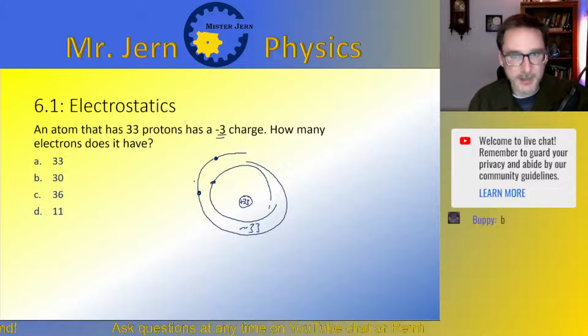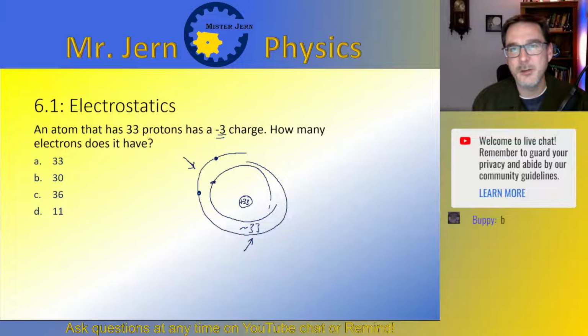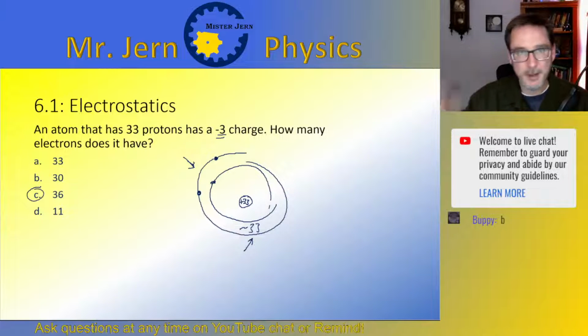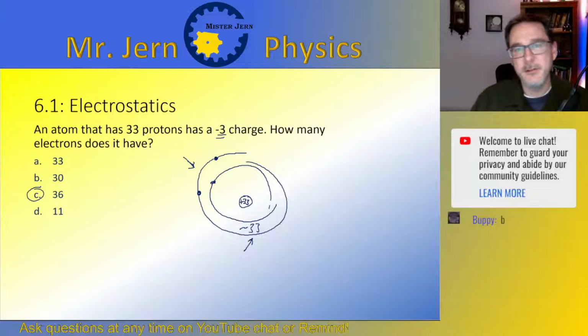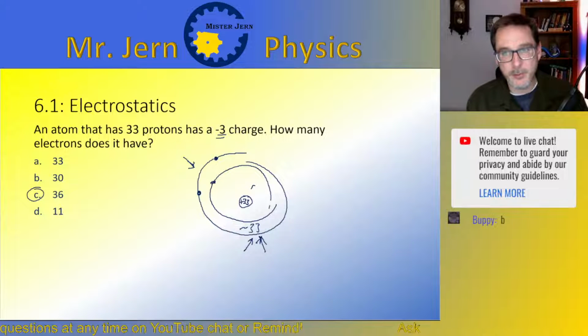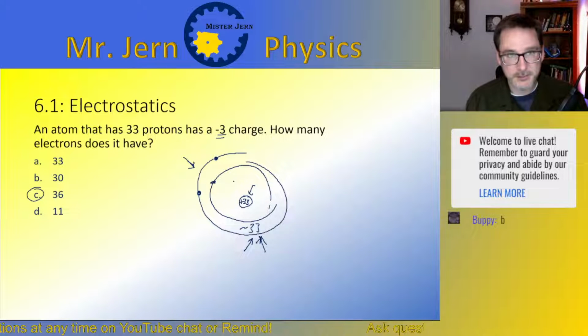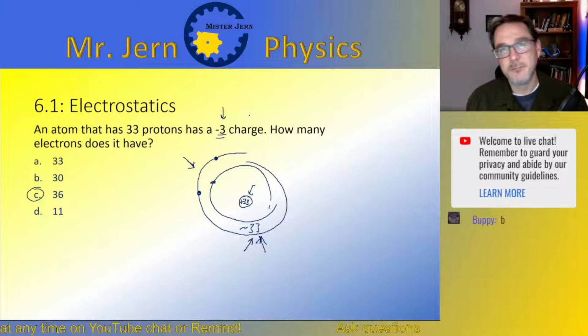And so if it has a -3 charge, that means it's got these 33 electrons plus these 3 additional party crashers that came in. And so yeah, you got it. The answer is 36. Because it has to have the original 33 to cancel out the 33 protons plus 3 more electrons, which are negative, to make this the -3 charge.